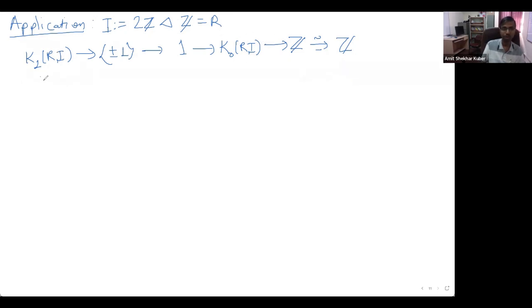So K0 of 2Z, thought of as a ring without identity, is trivial. Because K0 of 2Z is the same as K0 of R comma I. More like going a bit ahead and computing the same thing over here.